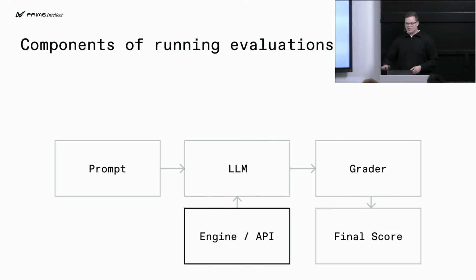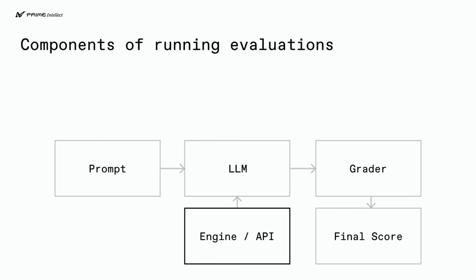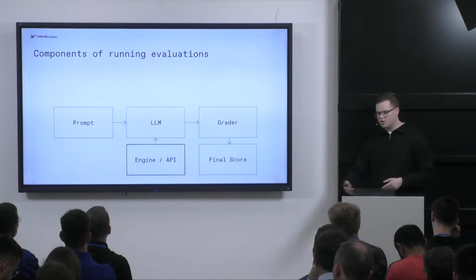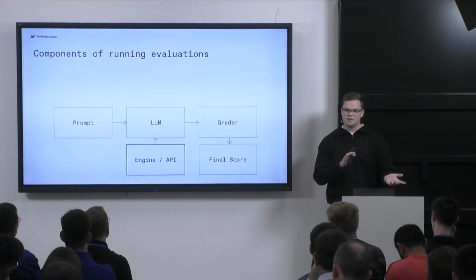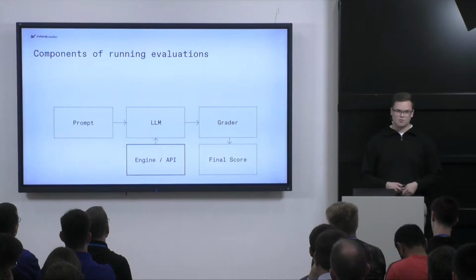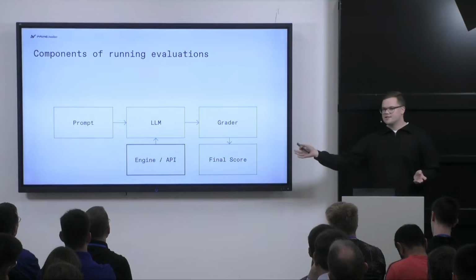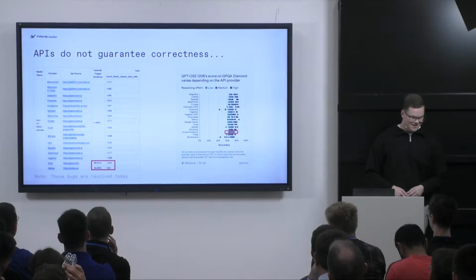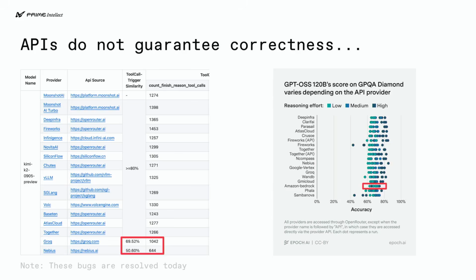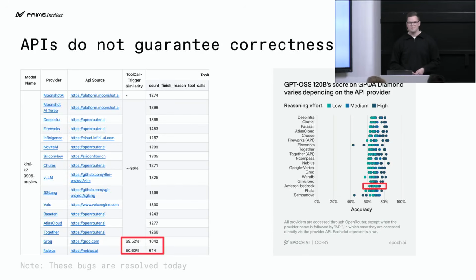And to go back to our pipeline, because we scaled up the models, they are much harder to use. So we have to use an inference engine like vLLM or SGLang, or we just call one of the APIs. And that will be a recurring theme. Of course, the choice of the engine or of your API has an impact on the results.